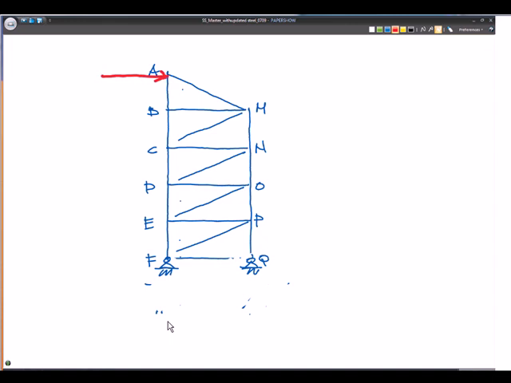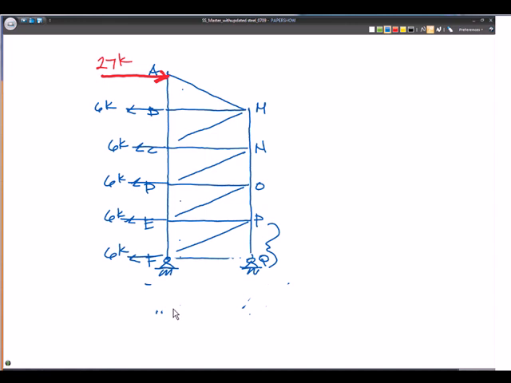And so at A, which is our support reaction, we have a 27 kip load. But at B, C, D, E, and we can also put in at F, we have these little 6 kip loads acting in the opposite direction. Okay? And we want to find out what is the force in member PQ. Okay, that's our goal.